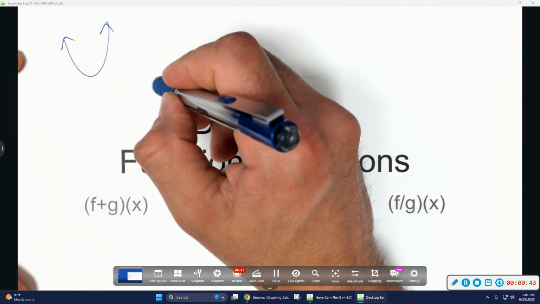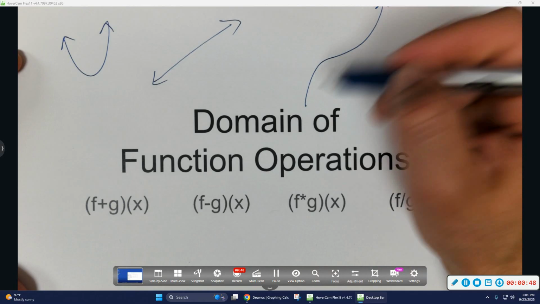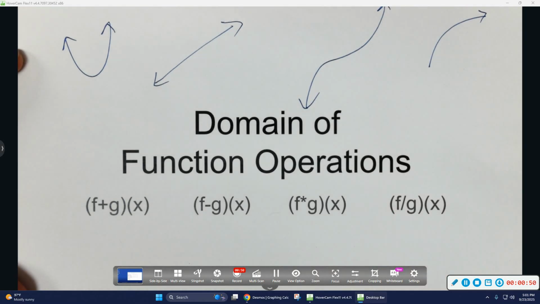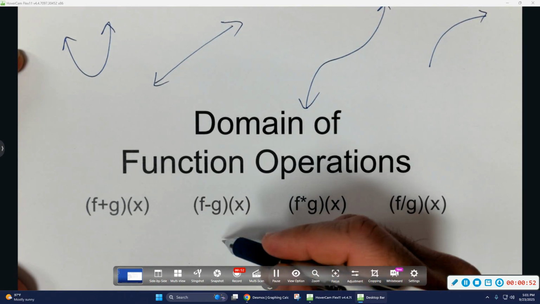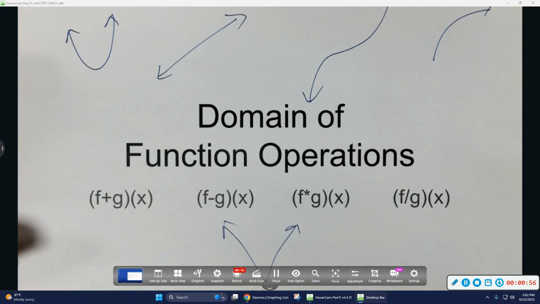Are we familiar with the domain of a linear function? A cubic function, a square root function. There's a lot of different functions we're going to be talking about, right? And our goal is to be comfortable and familiar with how to read or identify the domain of those kinds of functions. So let's get to it.